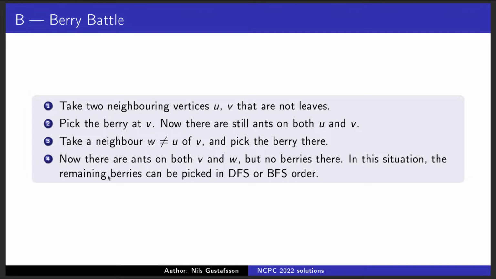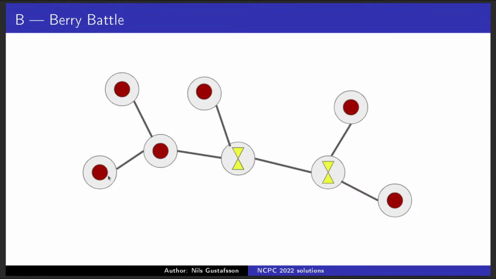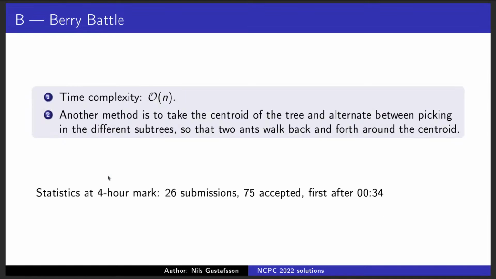but some of the judges did not see this solution and instead had more complicated centroid-based solutions. Oh, here's a visualization. So here are U and V, the 2 non-leaves that we picked. So what we do is we pick the berry at V and then we pick the berry at W. And what happens is that there are ants on V and W, and we have the berries remaining. So now you can pick these red berries in DFS or BFS order, and those 2 ants that were on V and W will just run around in the tree, and they will never go to the same vertex. So that's the idea. Those 2 ants will just run around, and that's great for us.